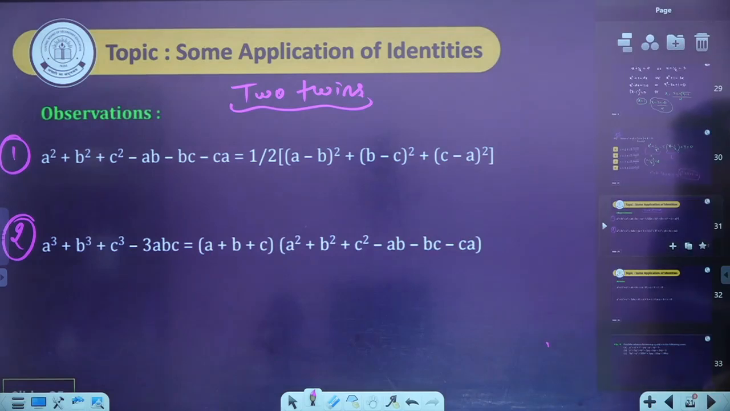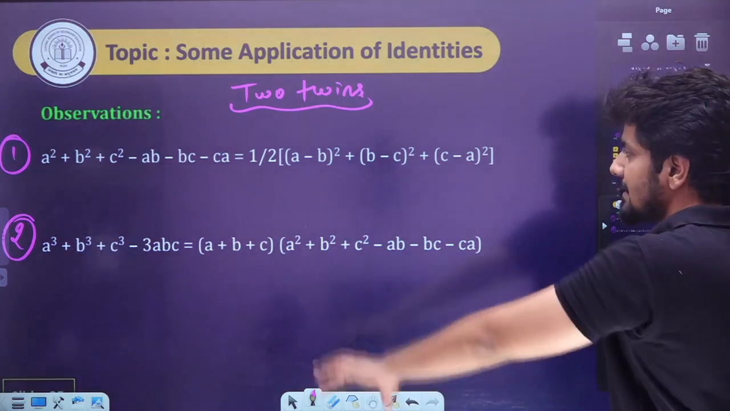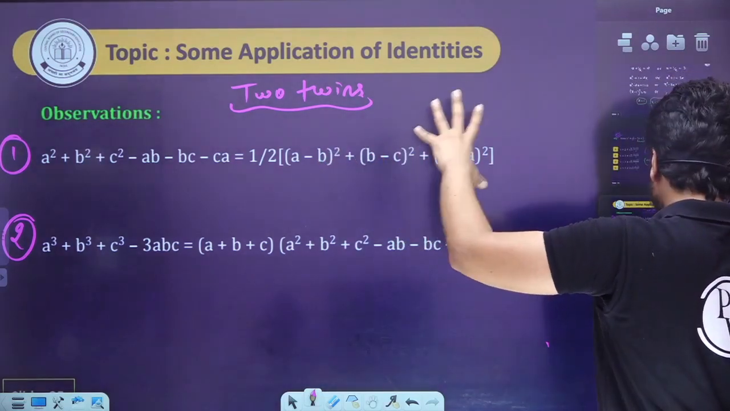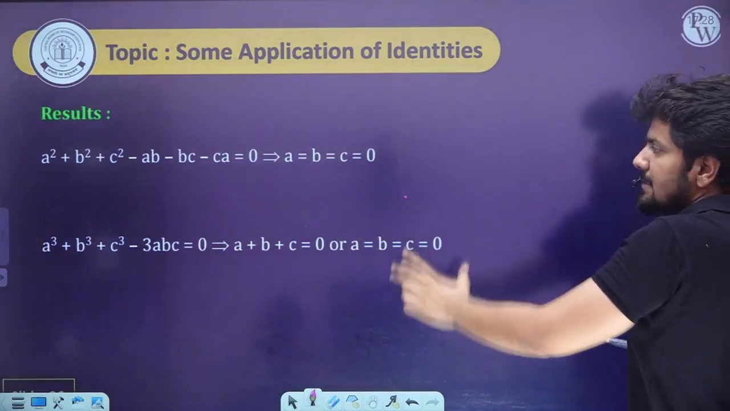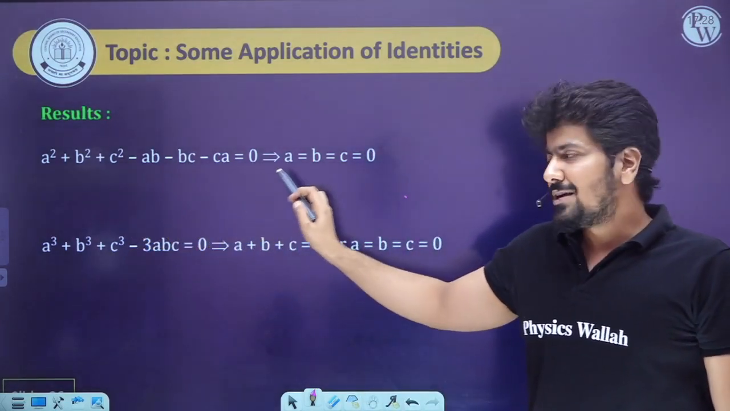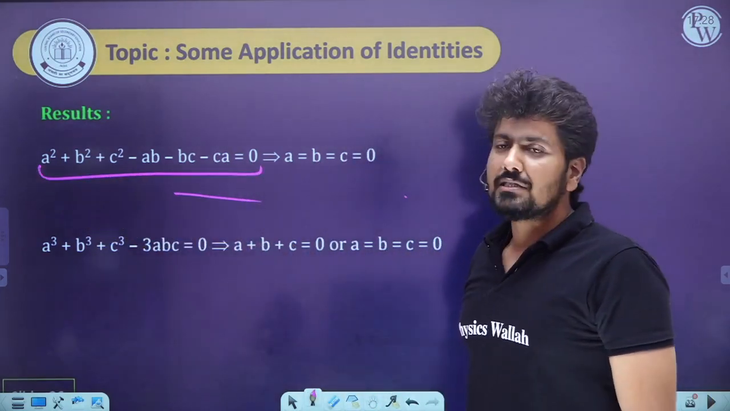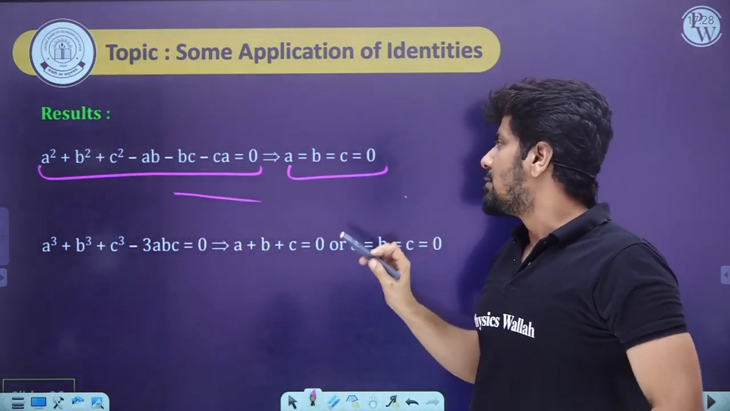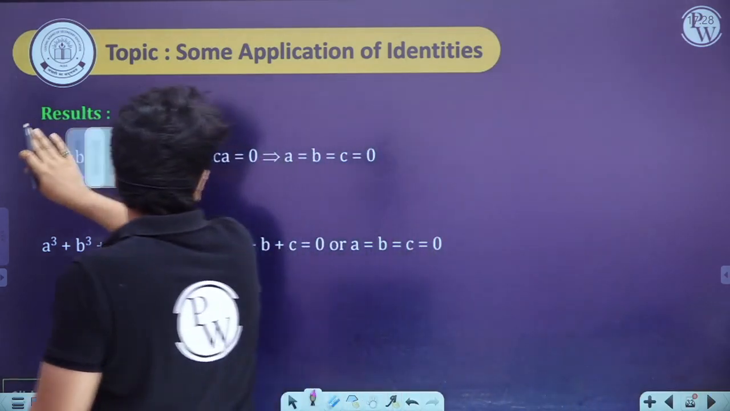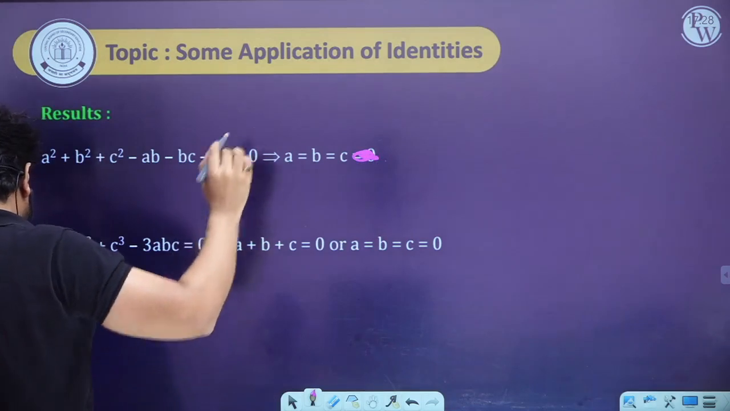Now, what's the result that we need? The important result. These are the observations, these are the identities. The result on that is, if a square plus b square plus c square minus ab minus bc minus ca is given equal to 0, then a will be equal to b and that will be equal to c, not equal to 0. Okay, let me write that. There's a printing mistake over here.